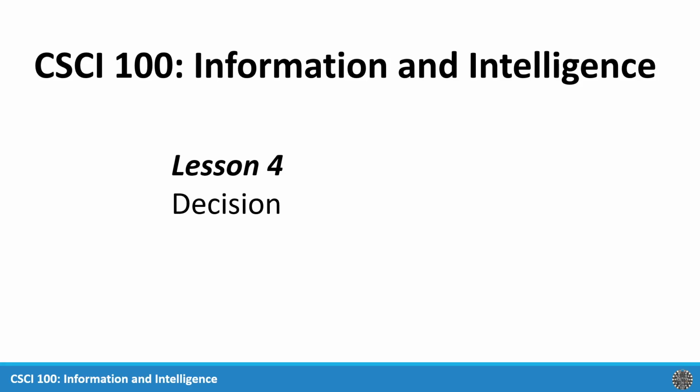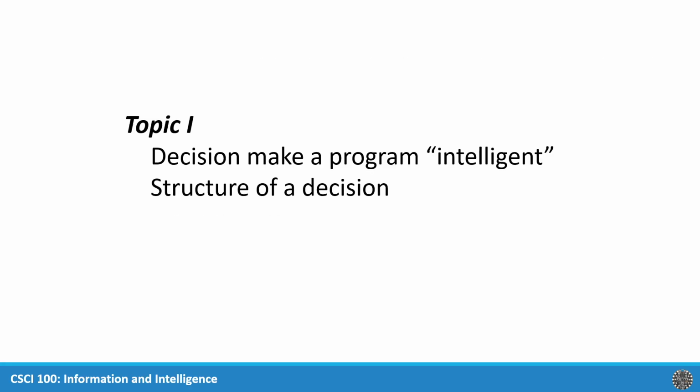Welcome to Lesson 4, Decisions. Decisions are important to a program because they give the program the ability to be intelligent, which connects to the second part of the title of the course, which is intelligence. If you recall, variables represent the concept of information, while decisions represent the concept of intelligence. With decision making, the program can now decide what to do on its own.